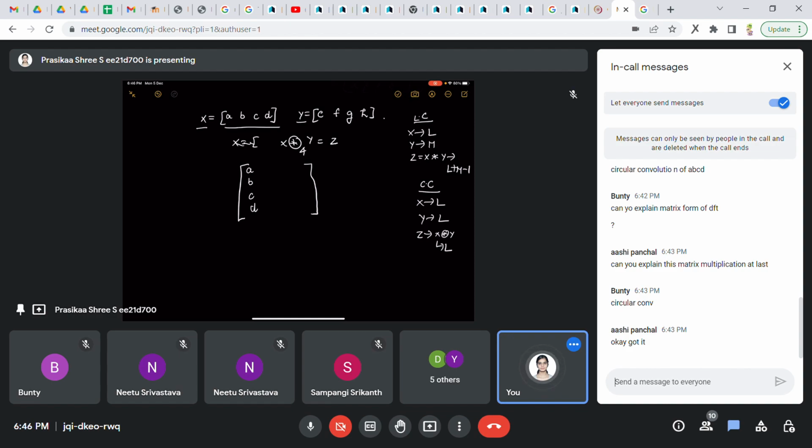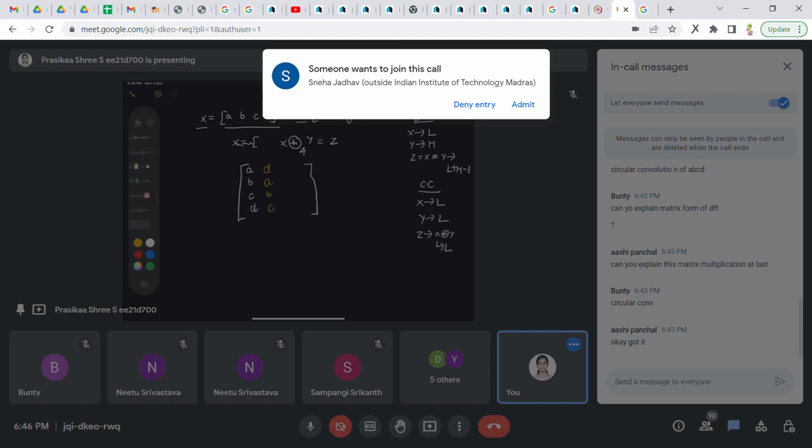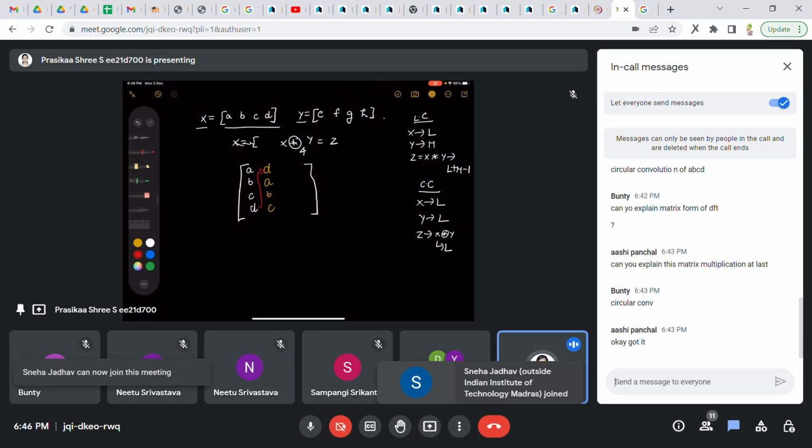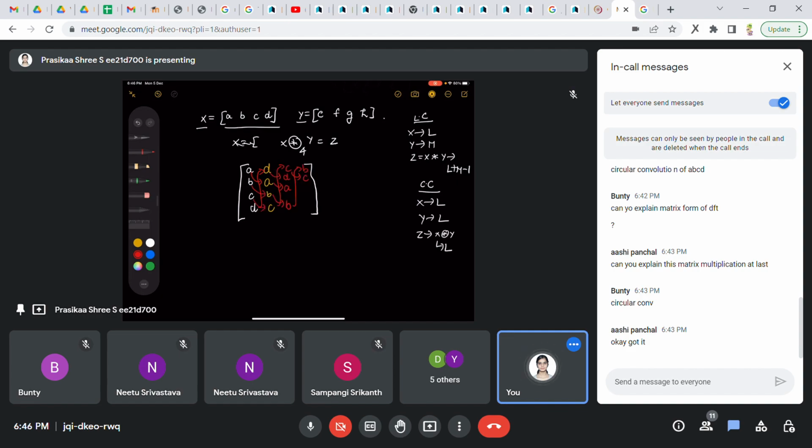How will you do this? Have it A, B, C, D. The next should be D, A, B, C. How is this happening? D should come in the first space, A should come in the second, B in the third and C in the fourth. Similarly, rotate it like this: C, D, A, B. Rotate it again: B, C, D, A. You get a 4 cross 4 matrix.